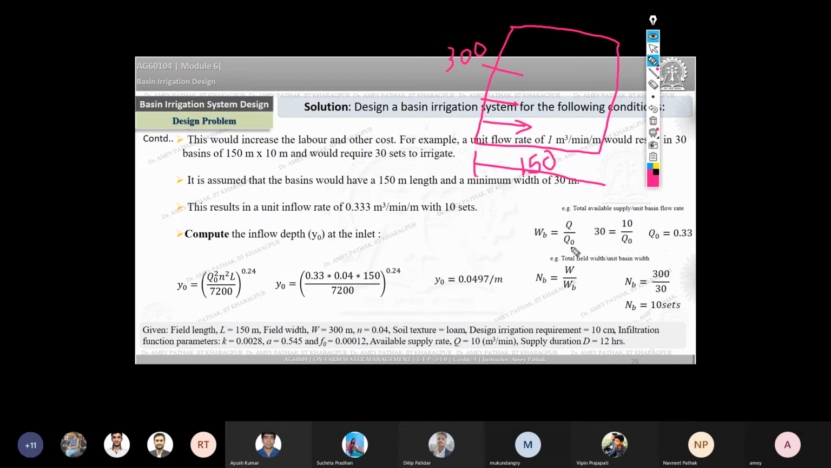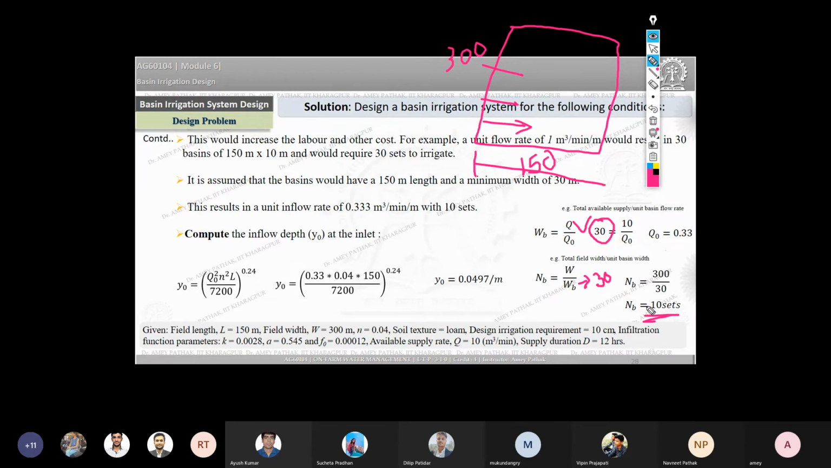So let's say here q is given to us, q is equal to 10 divided by 1, so that is 10. Yeah, so if you see this one, we'll end up with 30. So 300 divided by 30 means 10 sets. So if you choose WB is equal to 30, we'll end up with 10 sets. Likewise we have to make the changes.